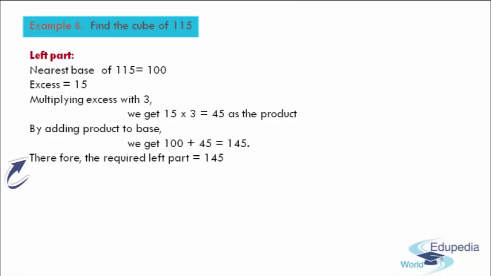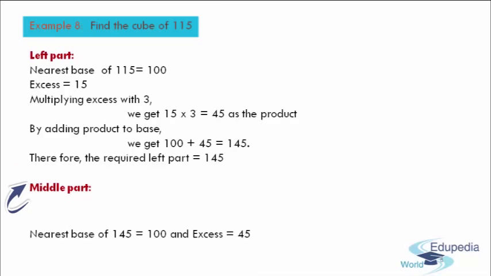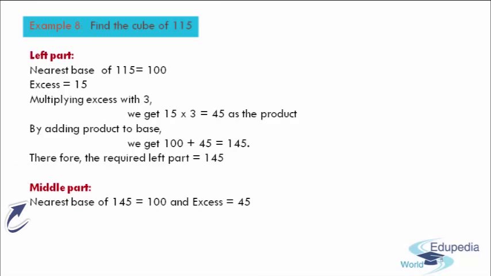After completing the process of the left part, now moving to the process of the middle part. The first step is to take the answer we got in the left part, and find the nearest base for that number and also the excess. Here the left part answer is 145 and the nearest base for this 145 is 100, and the excess with respect to the base 100 is 45.